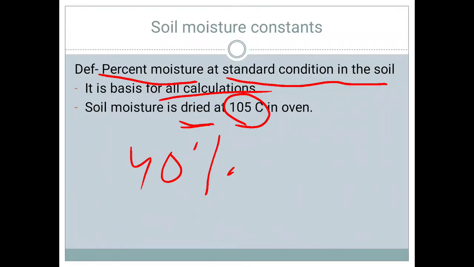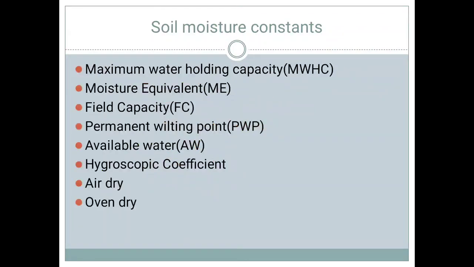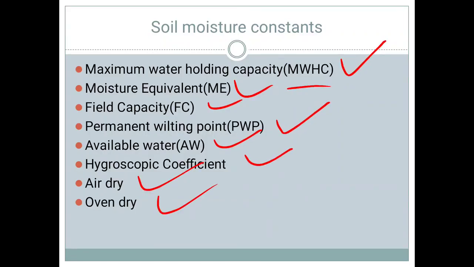So which are the soil moisture constants? These are the soil moisture constants. First is maximum water holding capacity, MWHC. Moisture equivalent, ME. Field capacity, FC. Permanent wilting point, WP. Available water, hygroscopic coefficient, air dry and oven dry. So these are the soil moisture constants.